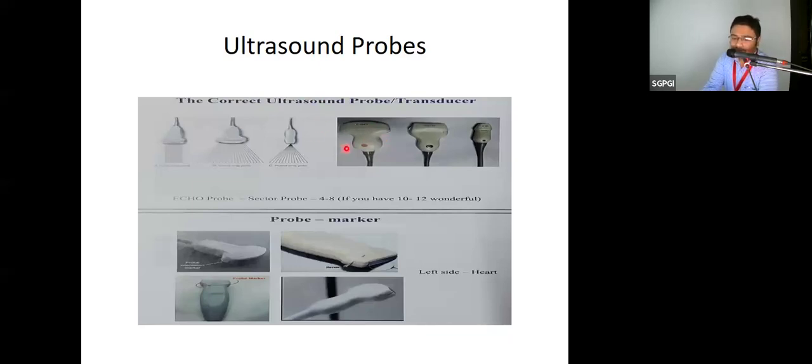These are the ultrasound probes which are available. Usually in cardiac ultrasound, we go with the sector probe. This one is the sector probe. This is the linear probe, which we use in doing lung ultrasounds. And this is the curvilinear probe. As you can see, this is a curve. The marker has to be on the left side whenever we are doing the cardiac ultrasound.